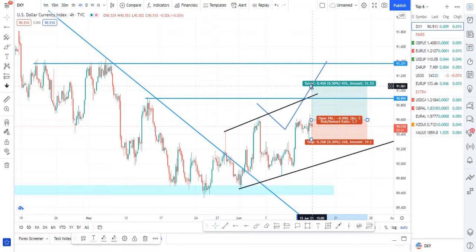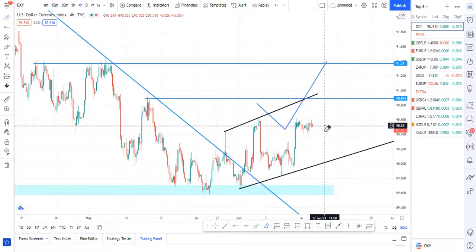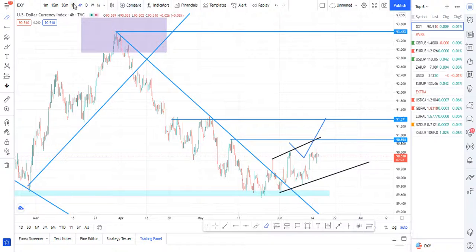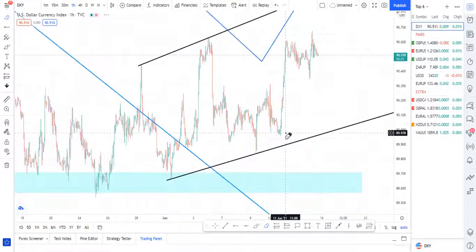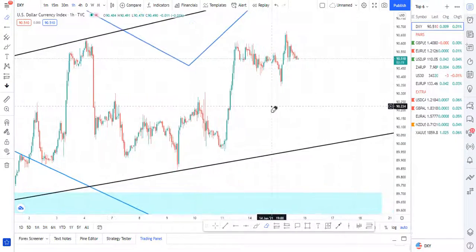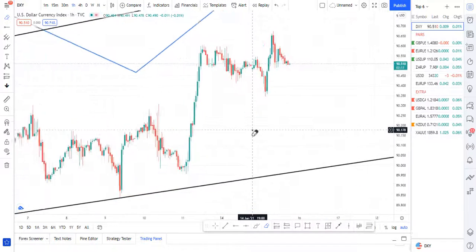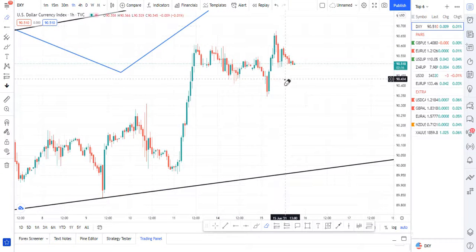I'm risking too much. It would be too much of a risk for me, right? It would be too much of a risk. So now we go to the 1 hour. We're trying to understand where the market is going. All right. So the market went up, went down, and now it's going down again here.